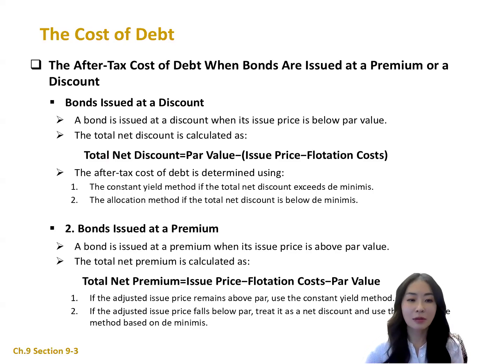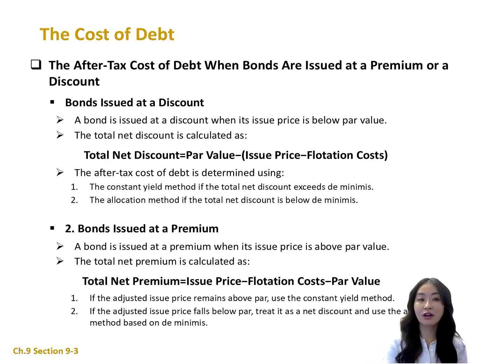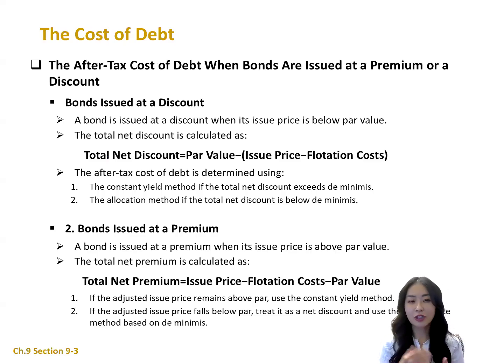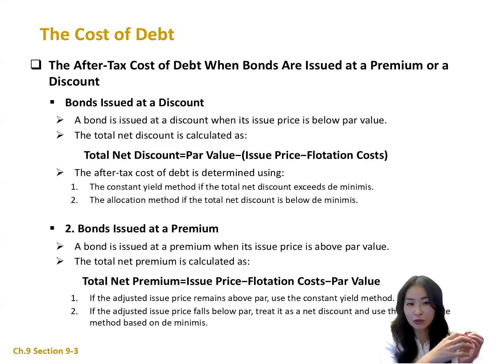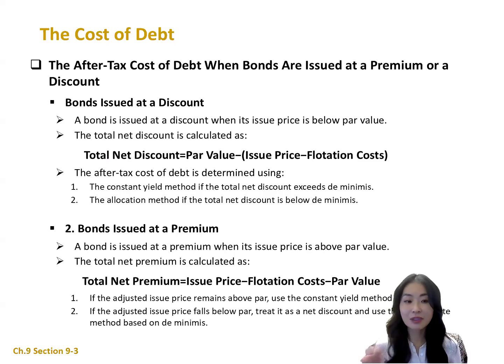For example, par value is $1,000. This is a discount bond, so the issue price is less than $1,000, say $950. Flotation cost is $20. From the $1,000, you should subtract 950 and 20. The remaining is 70, so $70 is the actual total net discount.